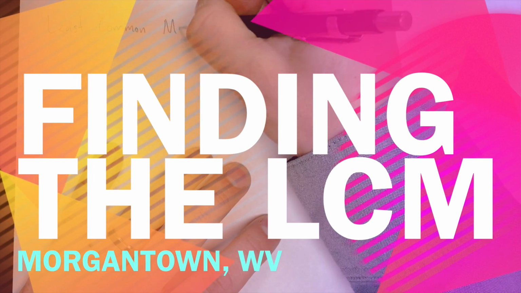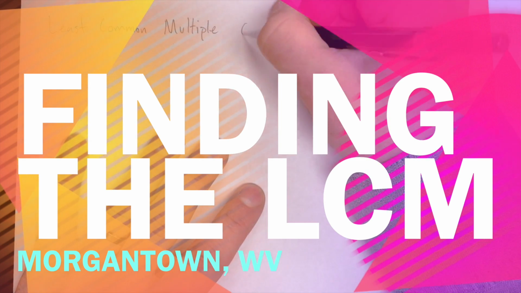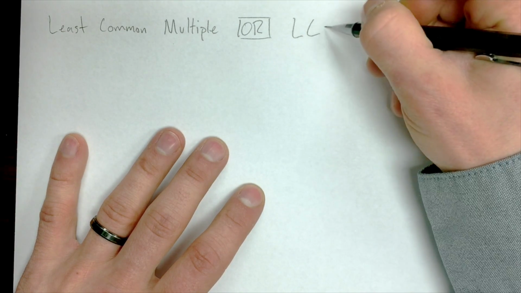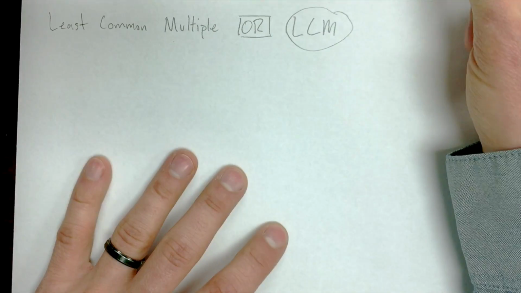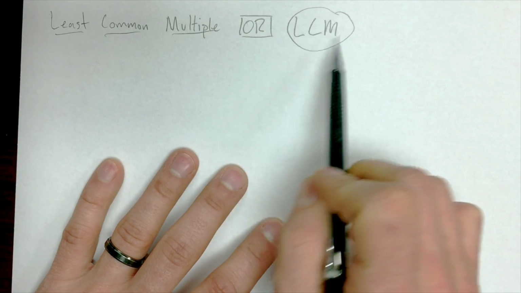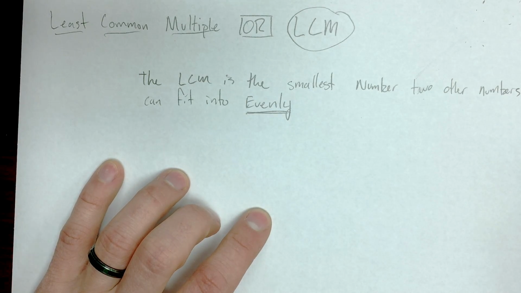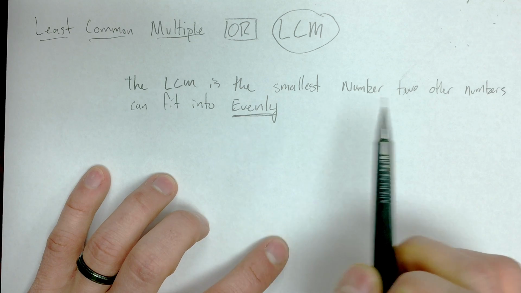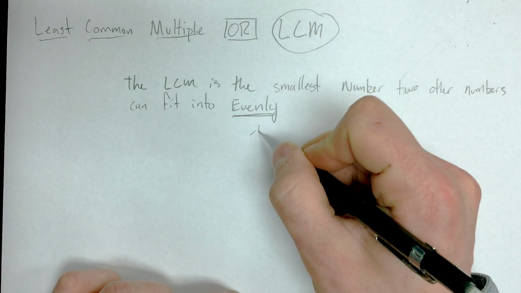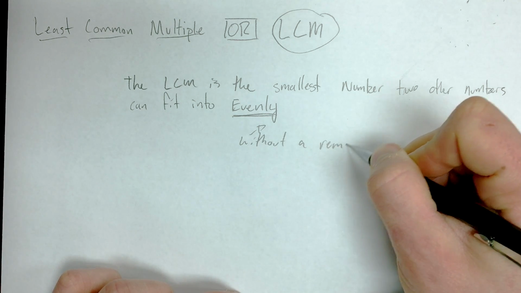Okay, in this video, we will be learning how to find the least common multiple, or we could call it the LCM. But first we have to understand what the least common multiple is. What is it? It is the smallest number that two other numbers can fit into evenly. That's without a remainder. Okay?